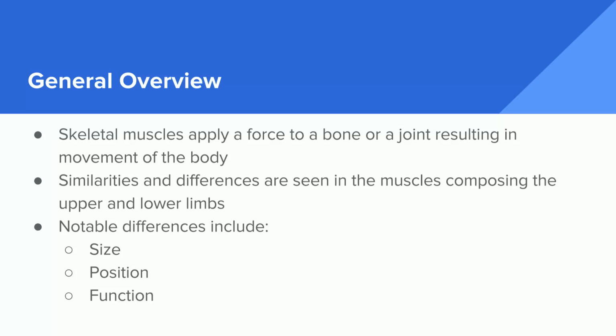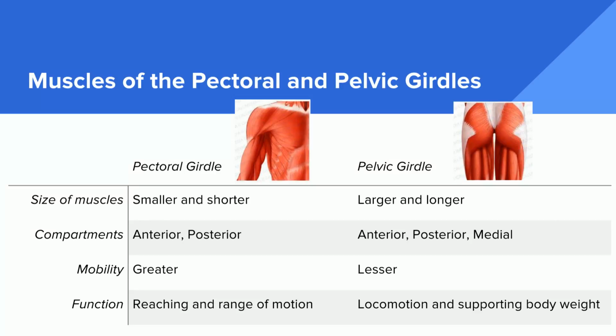Muscles work by applying a tensile force at a distance from a joint, causing torque and thus rotation. We'll be looking at the similarities and differences between the muscles composing the upper and lower limbs. Most notably, we'll be looking at size, position, and function of these muscles. So to start with, the pectoral girdle versus the pelvic girdle.